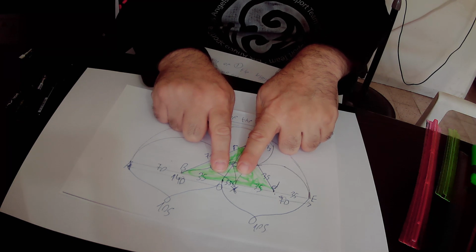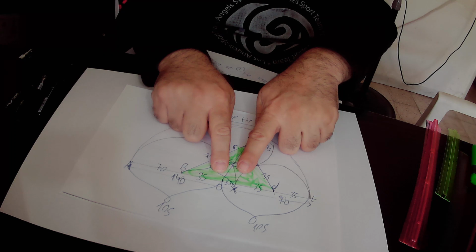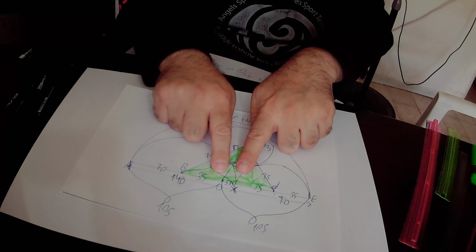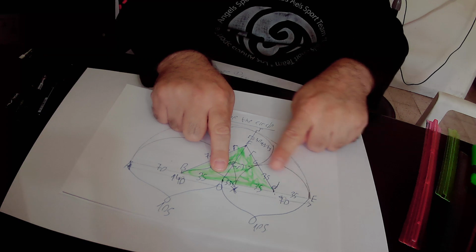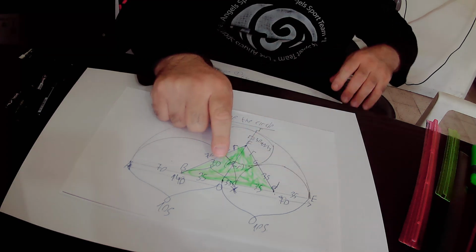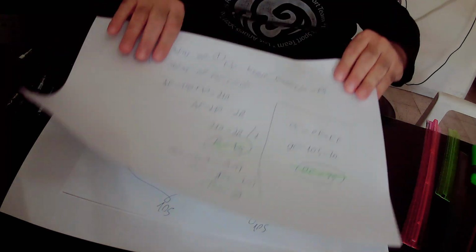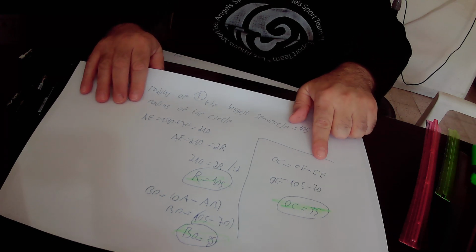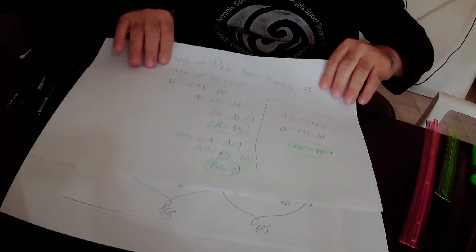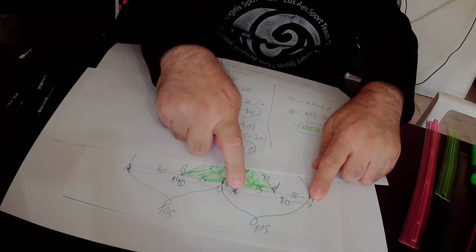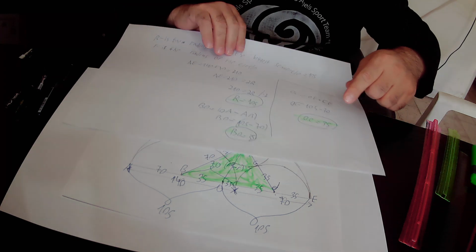The length of this line segment OC, from the drawing it is very easy to see that OC equals OE minus CE. I'll repeat again: OC equals OE minus CE. So OC equals OE, where OE equals 105 units. This is the radius of the biggest semicircle.